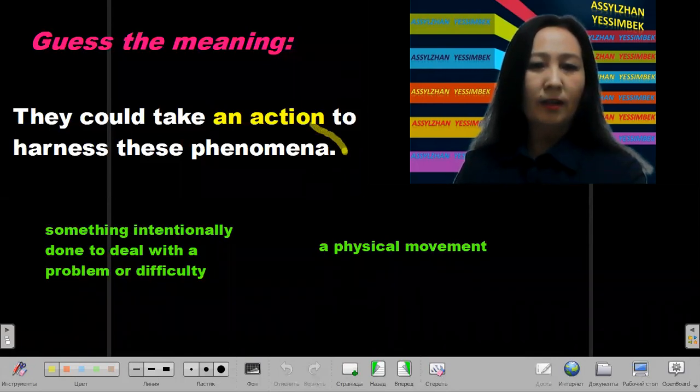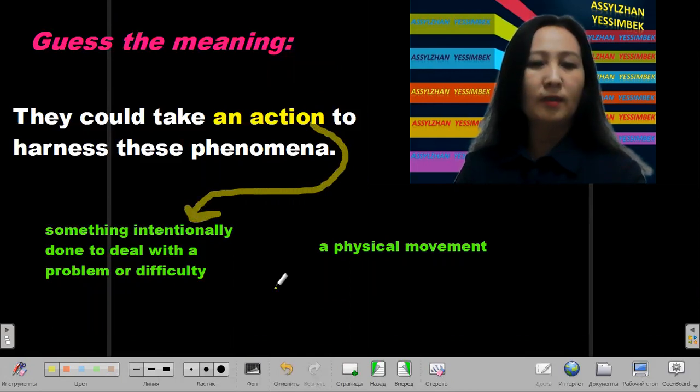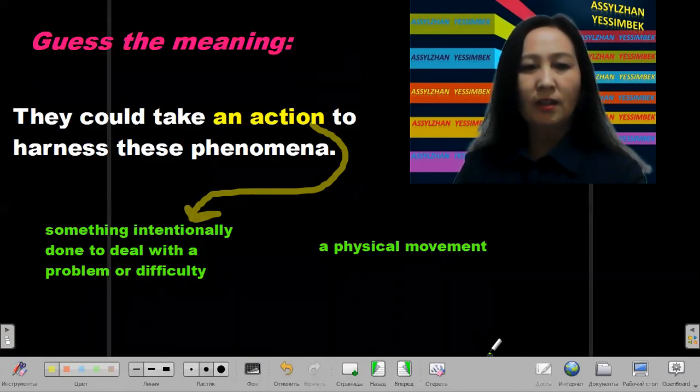As for this word, this meaning is used: something intentionally done. They could take action to harness. It means to bring it under control and use it.